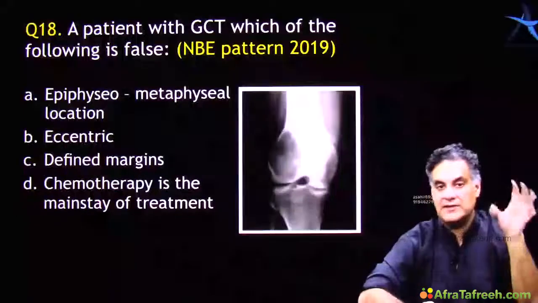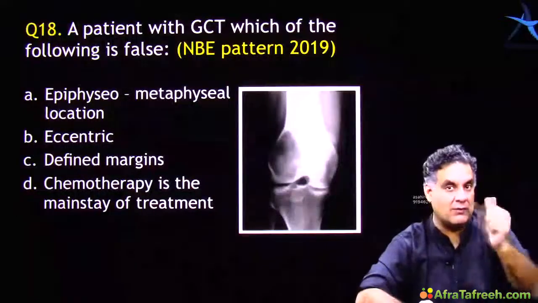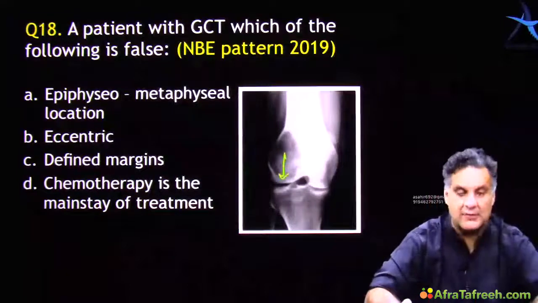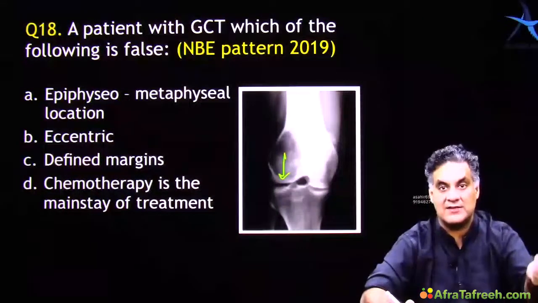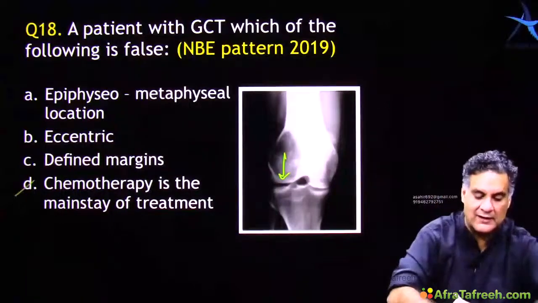commonly asked. A patient with GCT, which of the following is false? This is a GCT, they have already mentioned, but you can see that this tumor is going right till the joint. And remember, in GCT, the treatment is extended curettage or excision, but you will never use chemotherapy. So that is the answer here.